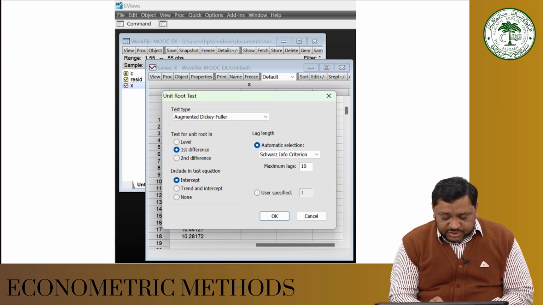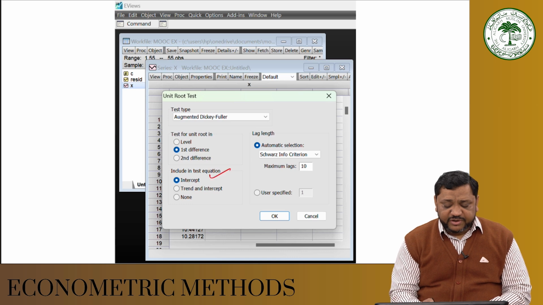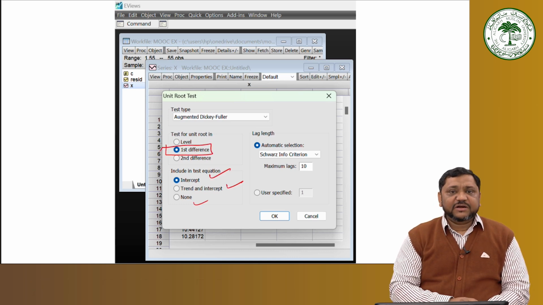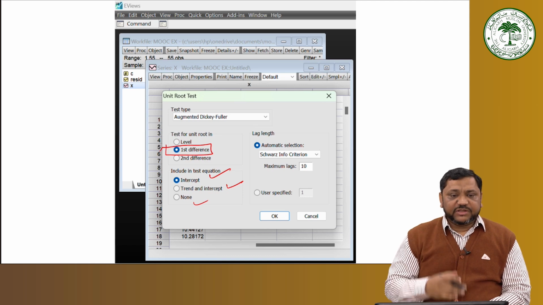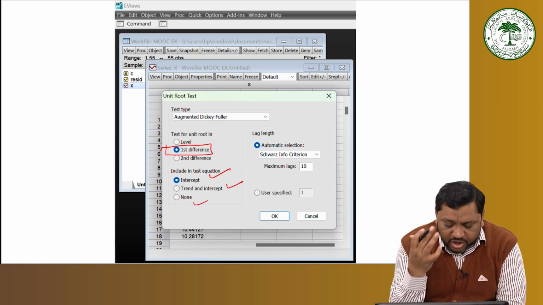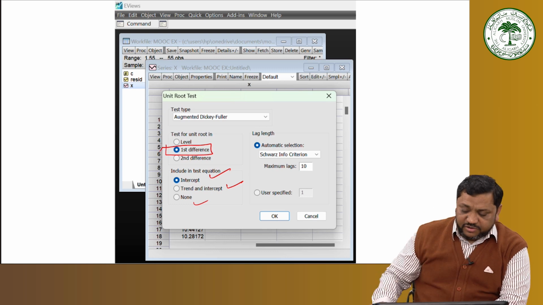So that is what I am showing. Using first difference, we can again do it for intercept, then for trend, then for none. See here we have selected this. Now you are asking the software not to do this unit root test on the raw data, but rather to do it on the first difference.